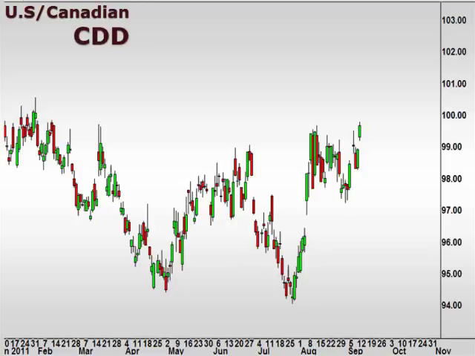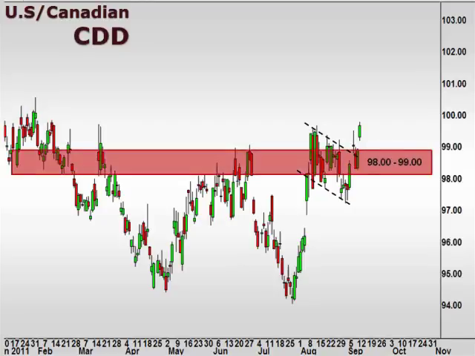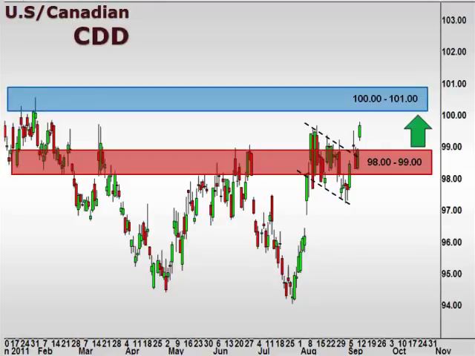Next up, the CDD, the US versus the Canadian dollar. Well, we can see here that the CDD broke out of the bull flag that we identified last week. Support actually sits down at the 98.99 level. However, we are cautious of an overhead resistance that's sitting at the 100-101 level that is likely to act as the near-term target.